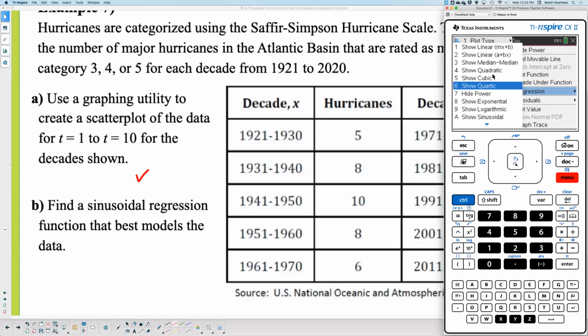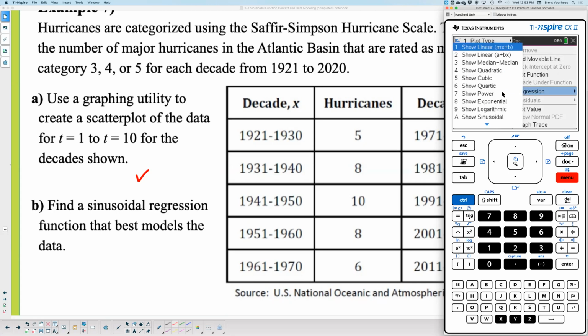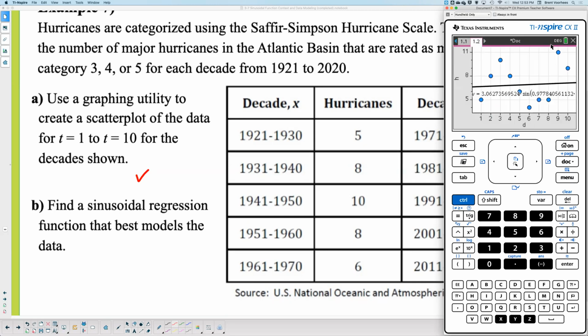All right. And I want to choose sinusoidal. There it is. I wish I could delete that. How do I delete it? Let me get this one off the screen too. All right, one more time. Analyze, regression, show sinusoidal. And I want to change that to radians. So there's our sinusoidal regression.